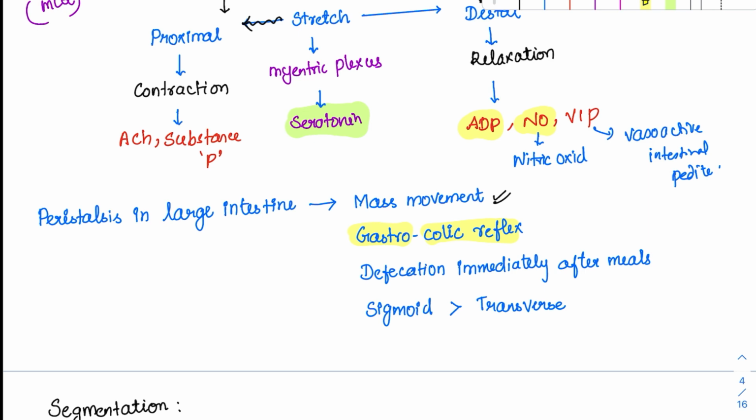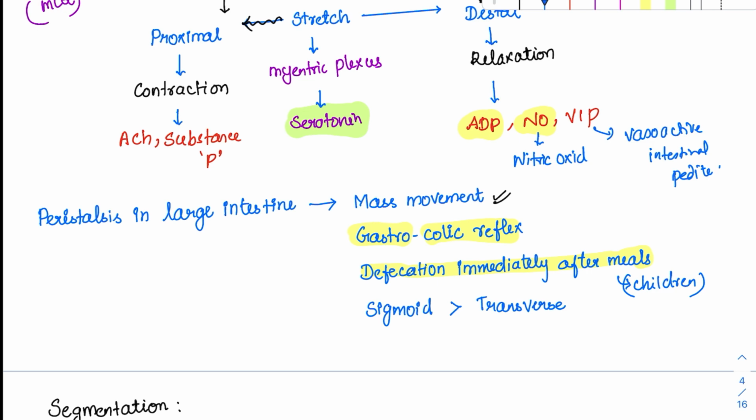On the gastric side, the food is received in the stomach. It will stimulate this mass movement in the large intestine. So what will happen? Defecation immediately after the meals will follow. This is more predominant in children because their reflexes are not yet well developed. So in children, this is very common.